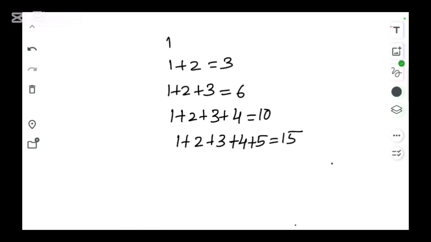When we add the counting numbers, we get the answers 1, 3, 6, 10, 15, and so on. What are these numbers called? Yes, these numbers are called triangular numbers.